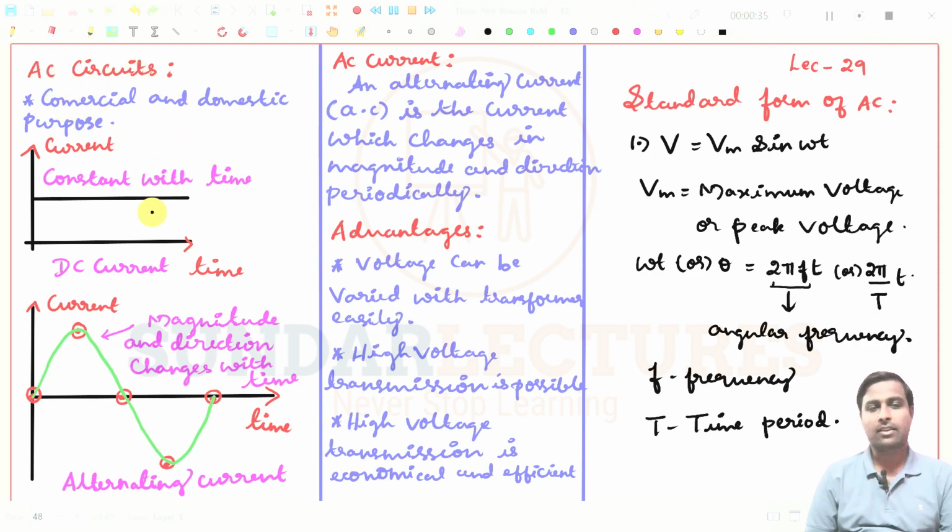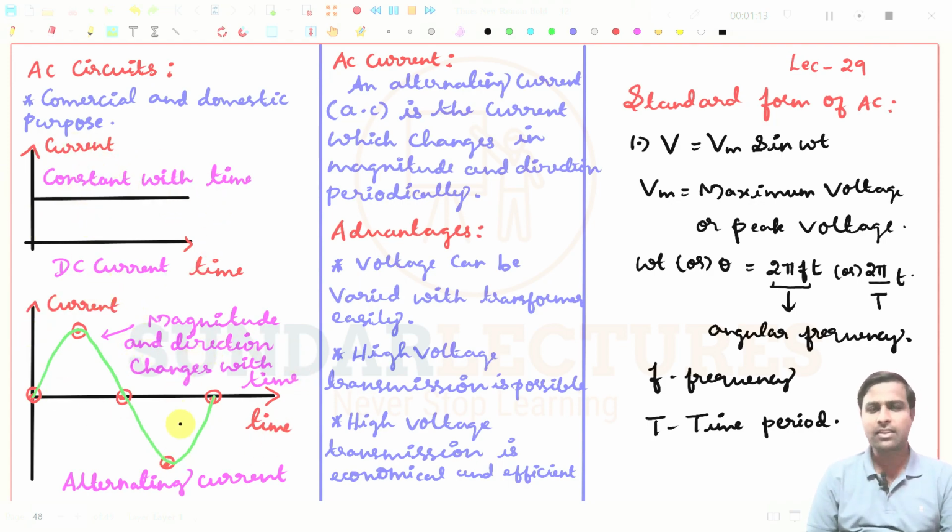So what are AC circuits? What is the difference between AC circuits and DC circuits? That is what we are going to see in this lecture. This is the DC current. I have taken current to explain things. In DC current, the magnitude of the current is constant with respect to time. The y-axis is current and the x-axis is time. This magnitude of current is always constant with respect to time, and that is nothing but DC current.